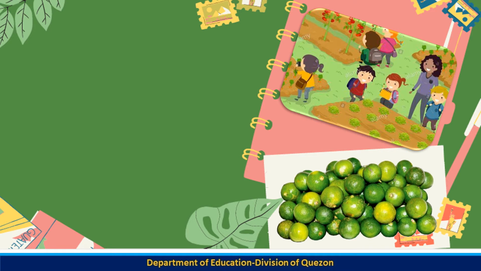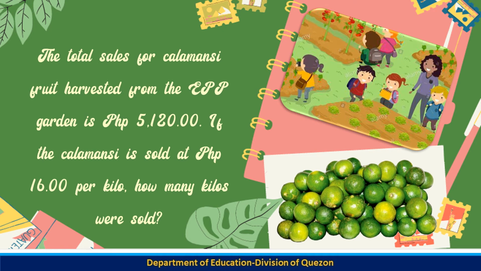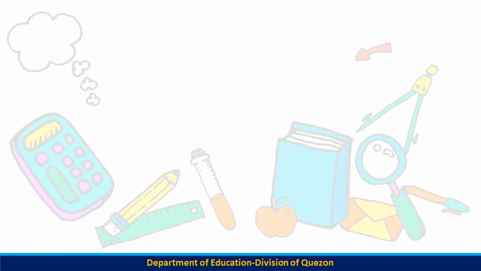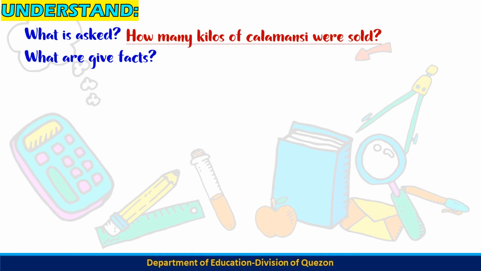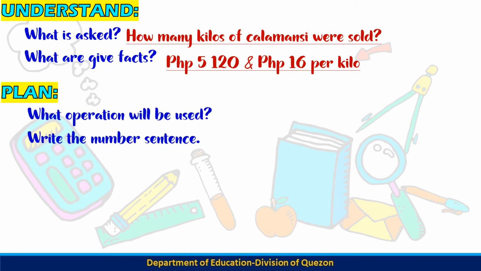Let us proceed to another problem. The total sales for calamansi fruit harvested from the EPP garden is 5,120 pesos. If the calamansi is sold at 16 pesos per kilo, how many kilos were sold? Let us solve this problem using the 4 steps in solving problems. Understand what is asked and what are given. How many kilos of calamansi were sold? And the givens are 5,120 pesos and 16 pesos per kilo. Second step, the plan. What operation will be used? The operation to be used is division.